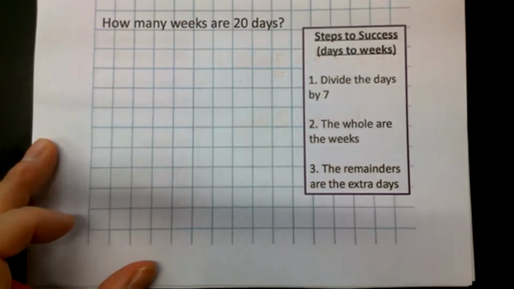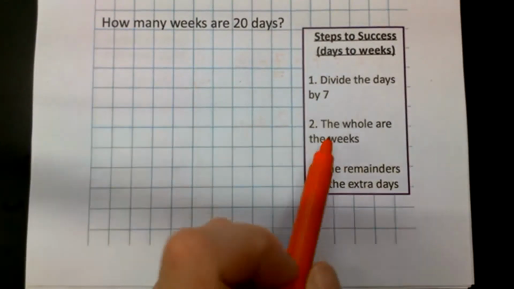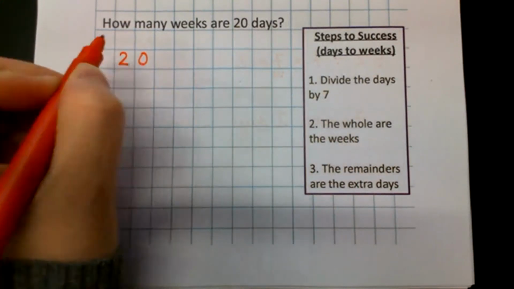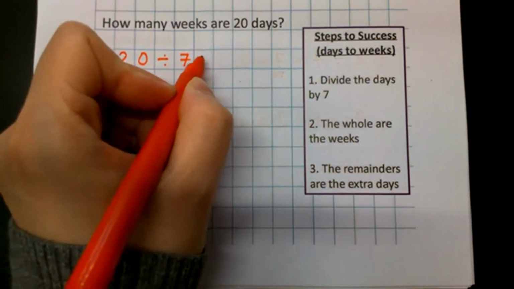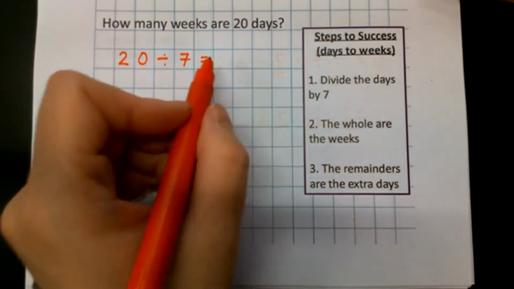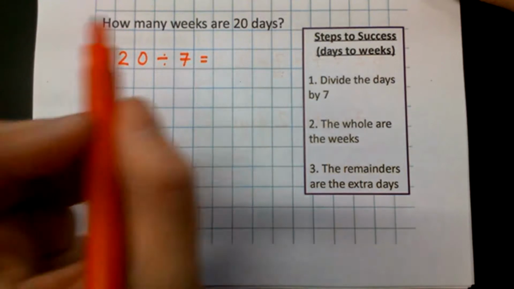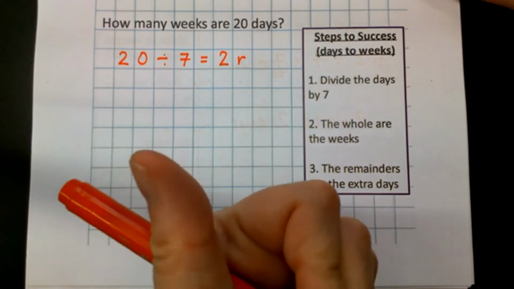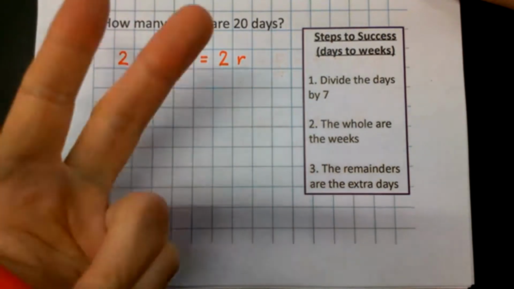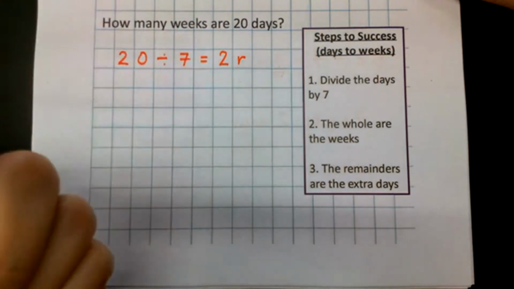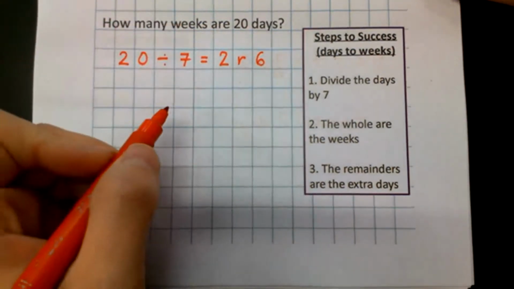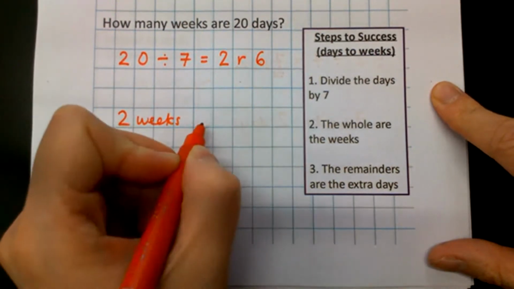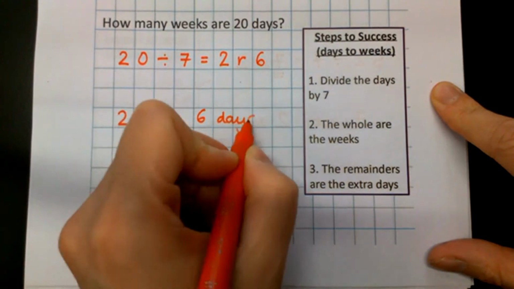What about this one? How many weeks are 20 days? Read out the first step. Good, tell me what to write. Good, 20 divided by 7. What's 20 divided by 7? Remainder. 14, 15, 16, 17, 18, 19. Good, remainder 6. So how many weeks do I have? Excellent, 2 weeks and how many days? Brilliant, you got this, year 5.